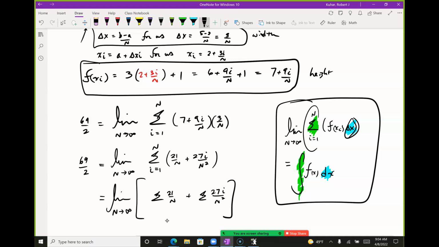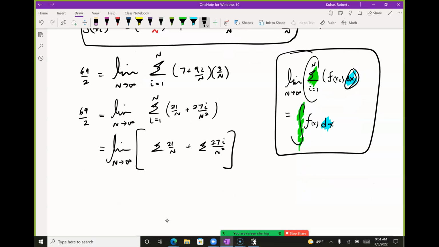And I want you to notice that my sum is dependent upon i. i is the piece that's changing. i is 1 and then 2. The index, remember they're indexed. The first rectangle, the second rectangle, the third rectangle, the fourth rectangle, all the way up to the last rectangle, which is n. So it's some fixed number. So meaning I can take that piece outside of my sum. So I've got a 1 over n times the sum of 21 plus 27 over n squared times the sum of i.